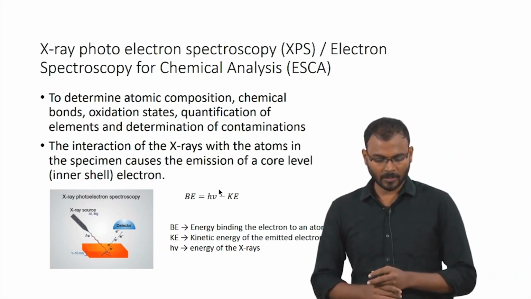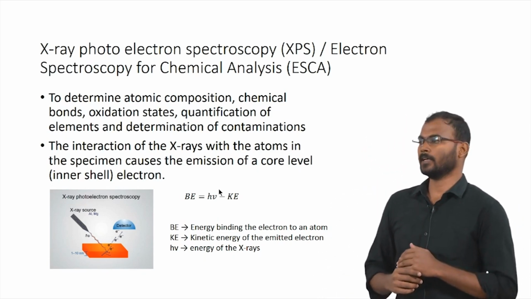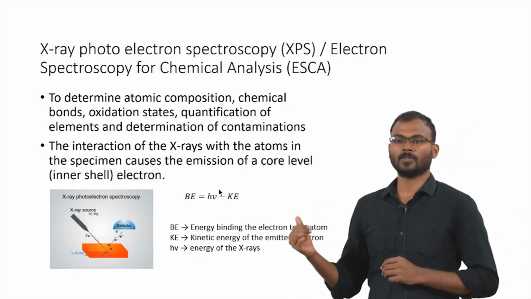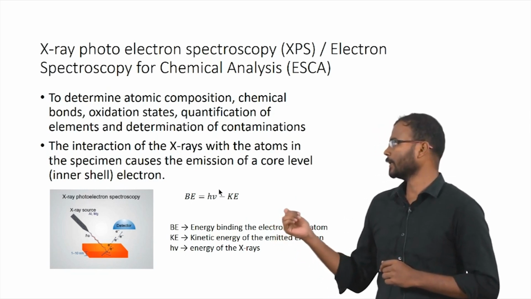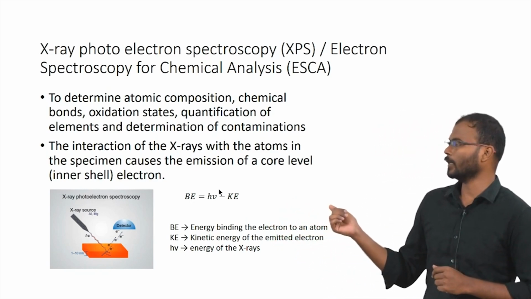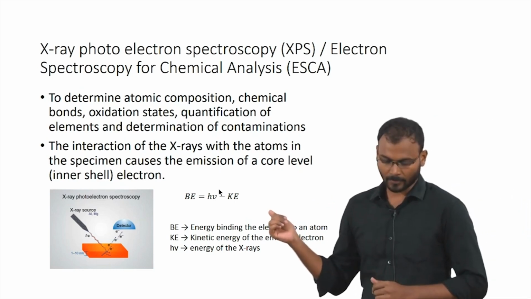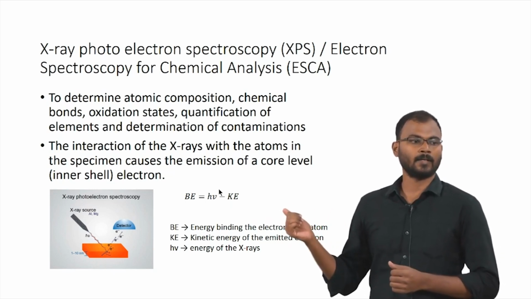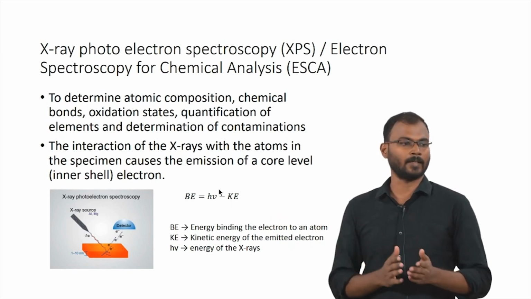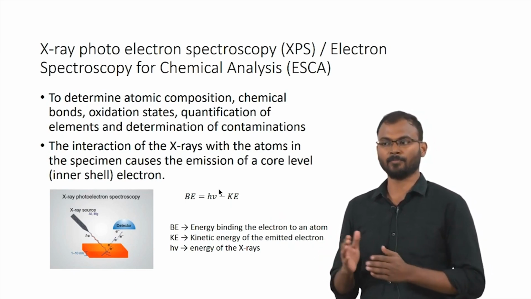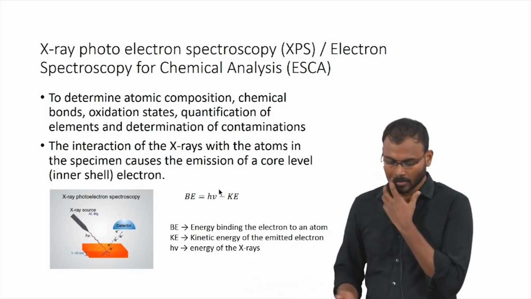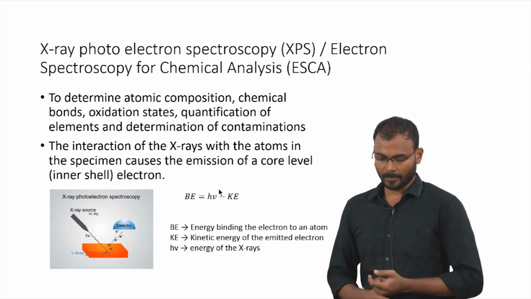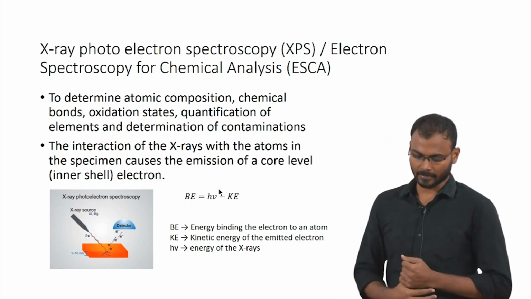It works on the principle that when X-rays are introduced onto the surface, they excite the electrons. The excited electrons are detected using the detector, and it shows the binding energy based on the electron intensity. It will show the binding energy and analyze what category it belongs to, whether carbon, oxygen, nitrogen, or sulfur. It works on the principle that binding energy equals the energy of the X-rays minus the kinetic energy.